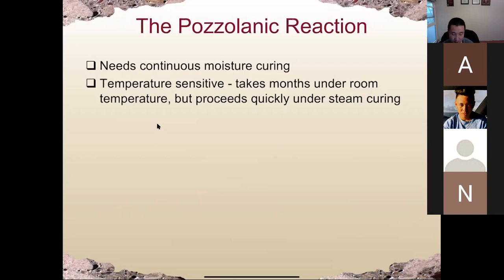Another thing about the pozzolanic reaction is it is temperature sensitive. Increase the temperature, the reaction will be faster. Reduce the temperature, the reaction will be much slower. So if the temperature is not very high, it may take months or even years for the pozzolanic reaction to finish. But under high temperature, such as steam curing, the reaction will be much faster.